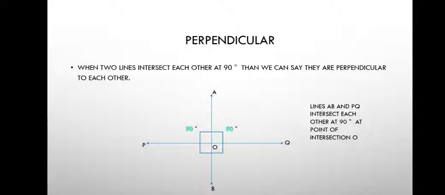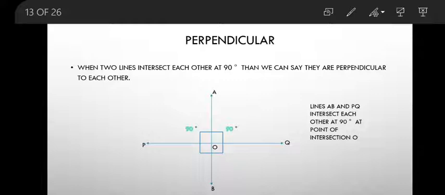Lines AB and PQ intersect each other at 90 degrees at a point of intersection O. This is the point of intersection O, and line AB intersects line PQ at O at 90 degrees. So these two lines will be perpendicular to each other. Okay, let's move forward.